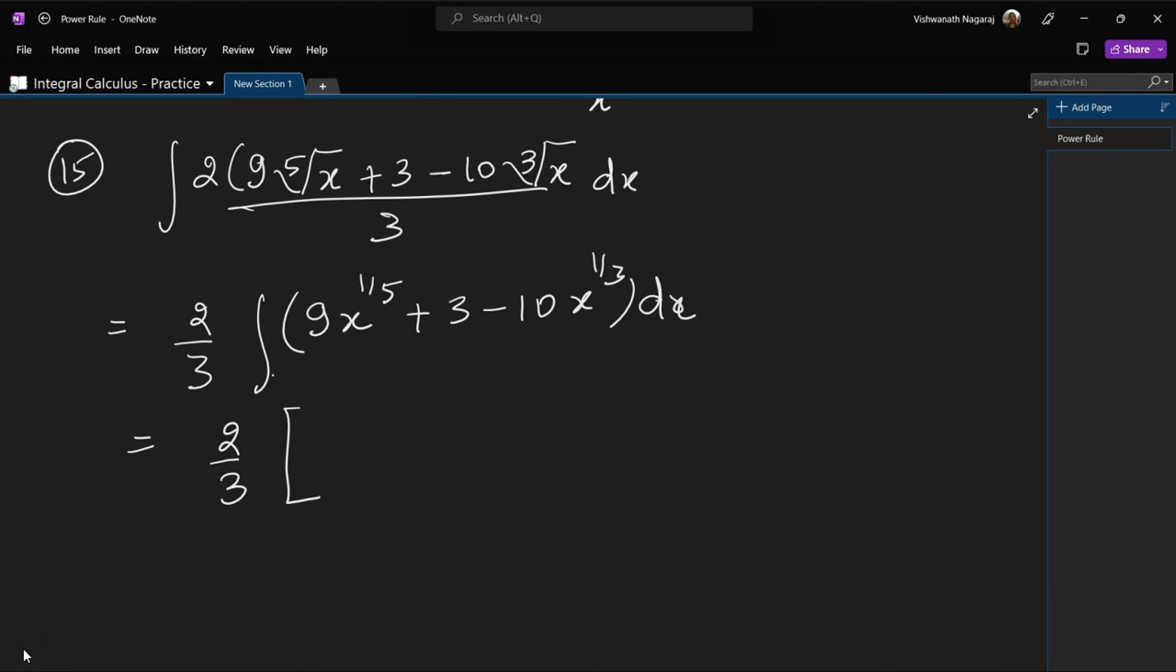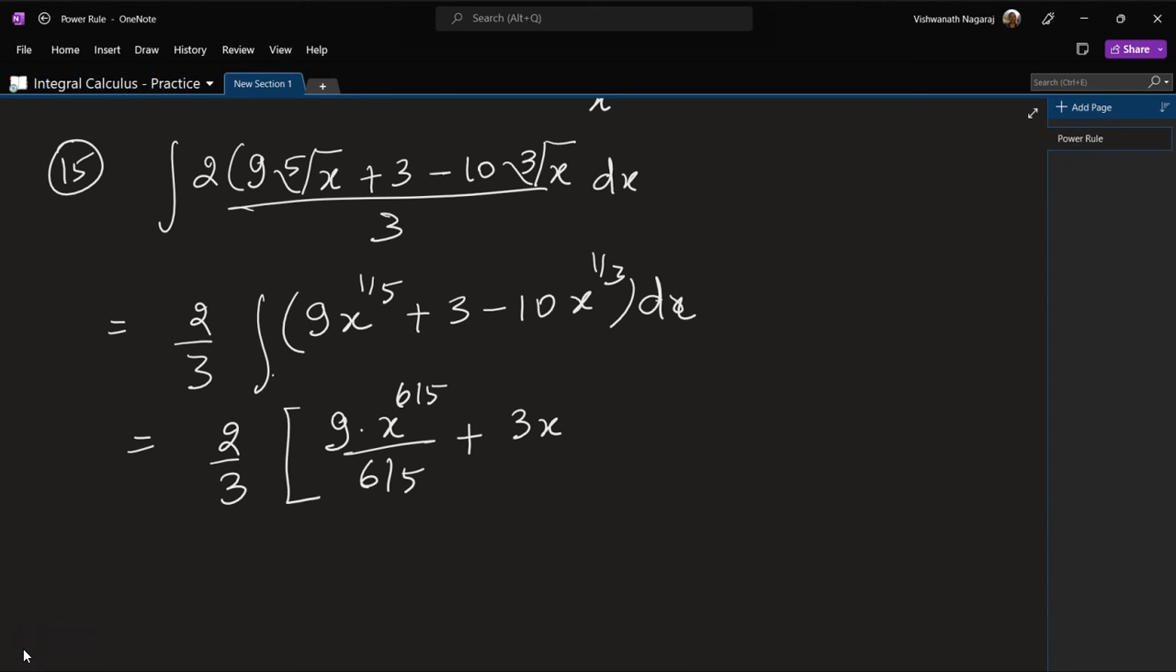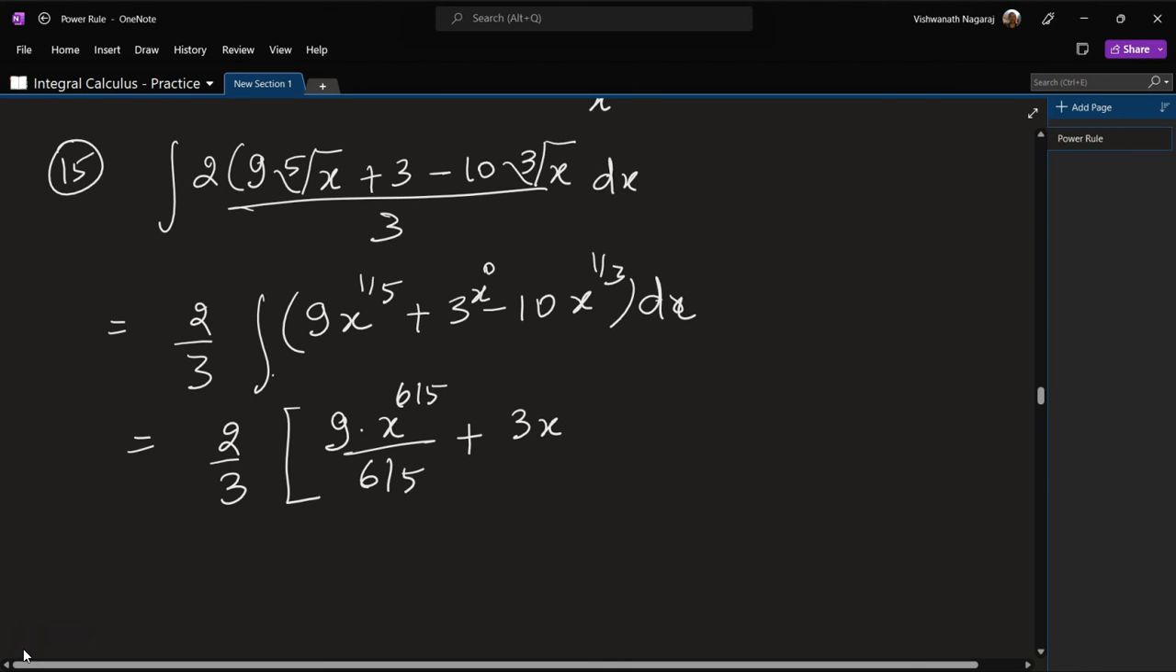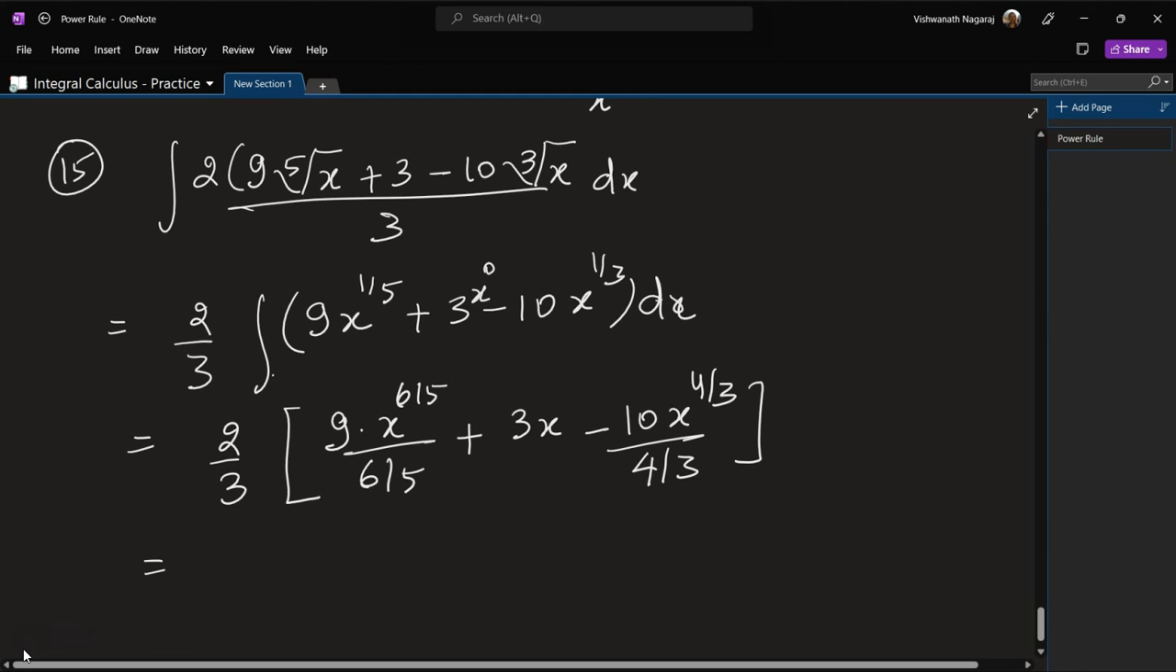integrate this. We get 9 times x to the power of 1 by 5 plus 1, which is 6 by 5, divided by 6 by 5, plus 3x. If nothing is there, we say x to the power of 0. 3 times x to the power of 0. So we add 1, so it becomes x to the power of 1 by 1, minus 10x to the power of 1 by 3 plus 1, which gives us 4 by 3, divided by 4 by 3.